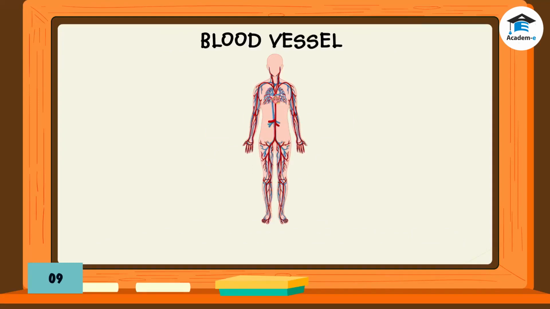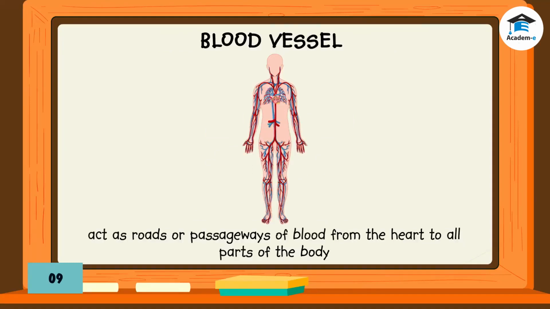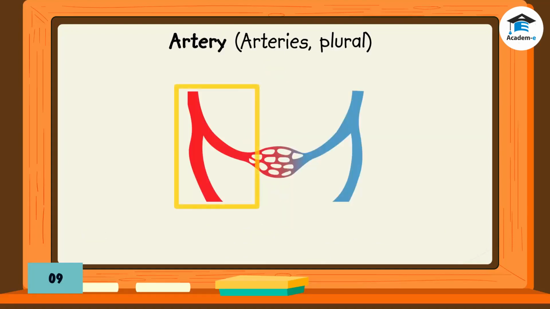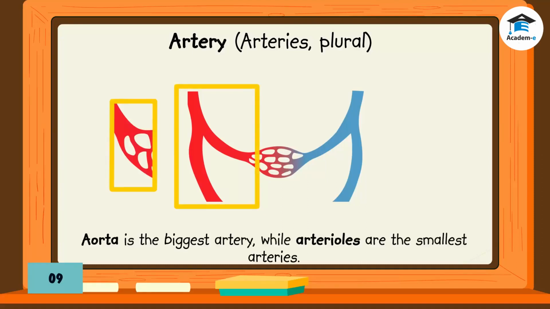Blood vessels. These are like roads or passageways of blood from the heart to all parts of the body. The system of blood vessels consists of artery, vein, and capillary. Artery carries the blood away from your heart. Aorta is the biggest artery, while arterioles are the smallest arteries.